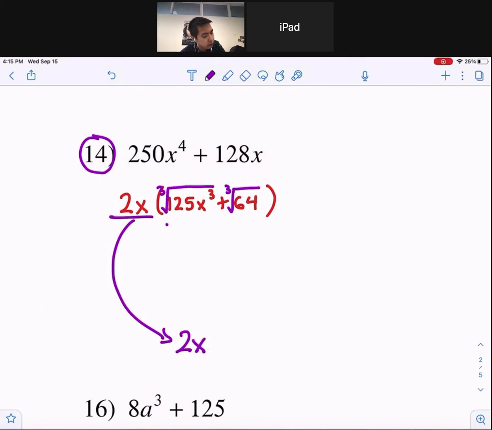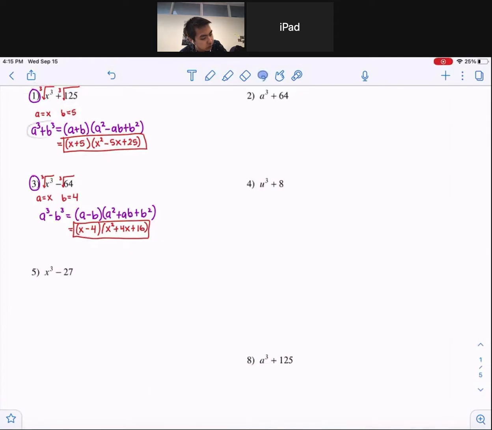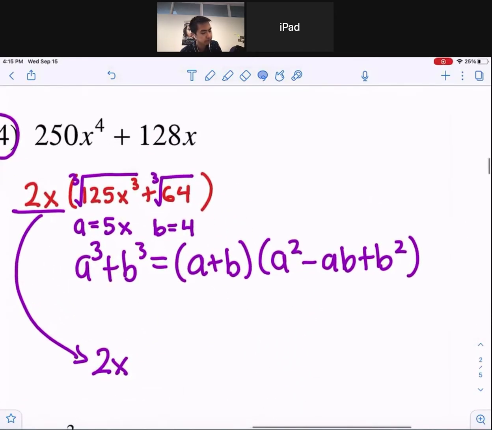The cube root of 125x to the third is 5x. What times itself 3 times is 125x to the third? 5x. The cube root of 64 is 4. 4 times 4 times 4 is 64. Now we can use our formula, the a cubed plus b cubed one, the plus one, because there's a plus sign in between both of them. Again, don't forget our 2x.